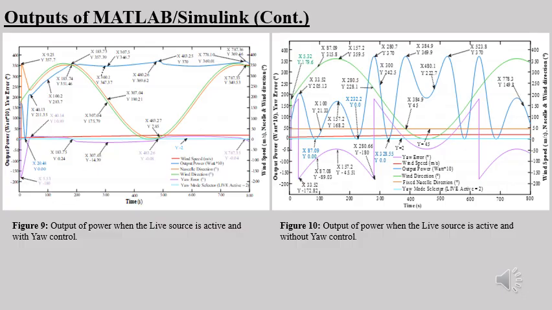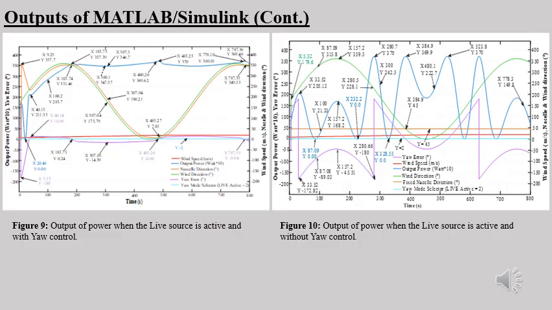During this alignment period, the nacelle remains almost still because the controller stops adjusting once alignment is correct. Overall, the live source ensures low yaw error, smooth alignment, and strong, stable power output when the vane is unavailable.